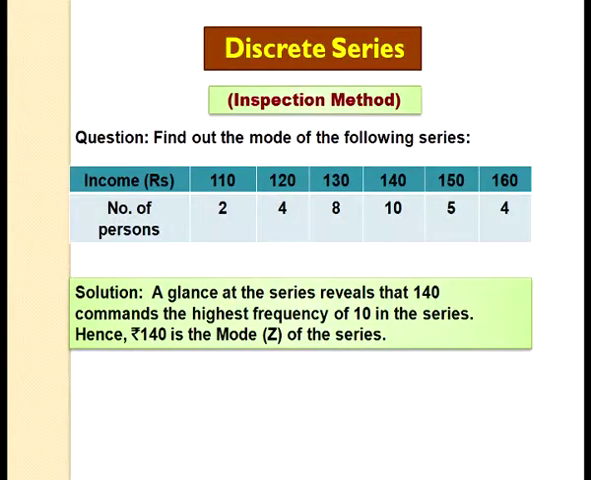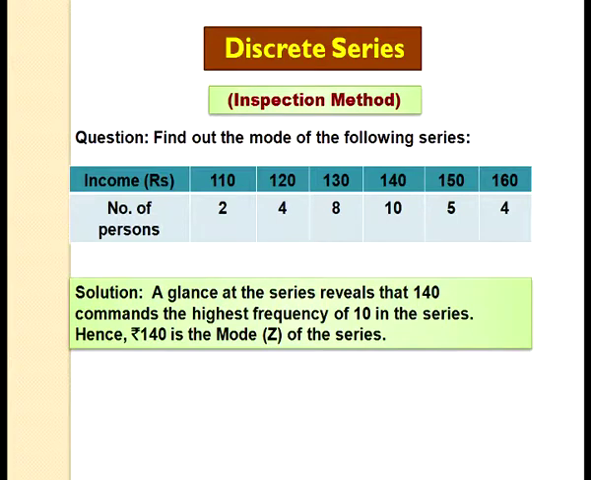The question says, find out the mode of the following series. Here income is being given: 110, 120, 130, 140, 150, 160. The data is already arranged in ascending order. Students, while we are arranging the data in ascending order, we need to see that the frequency goes along with the value. Either you write up or down, the frequency should also go along with the value.